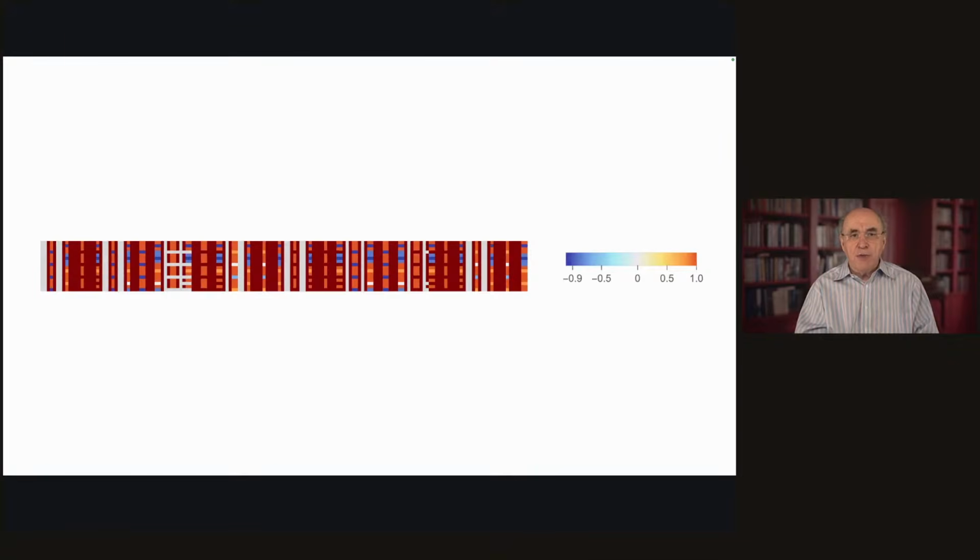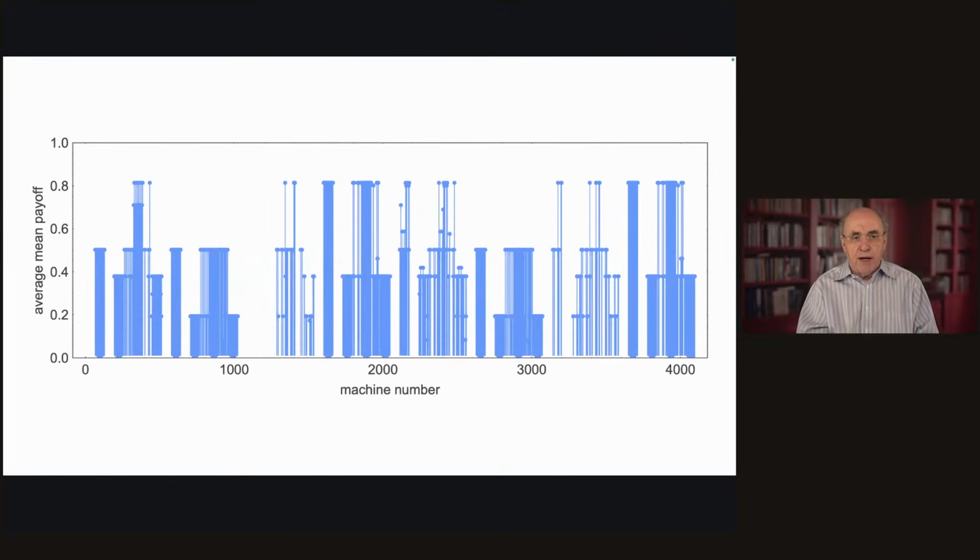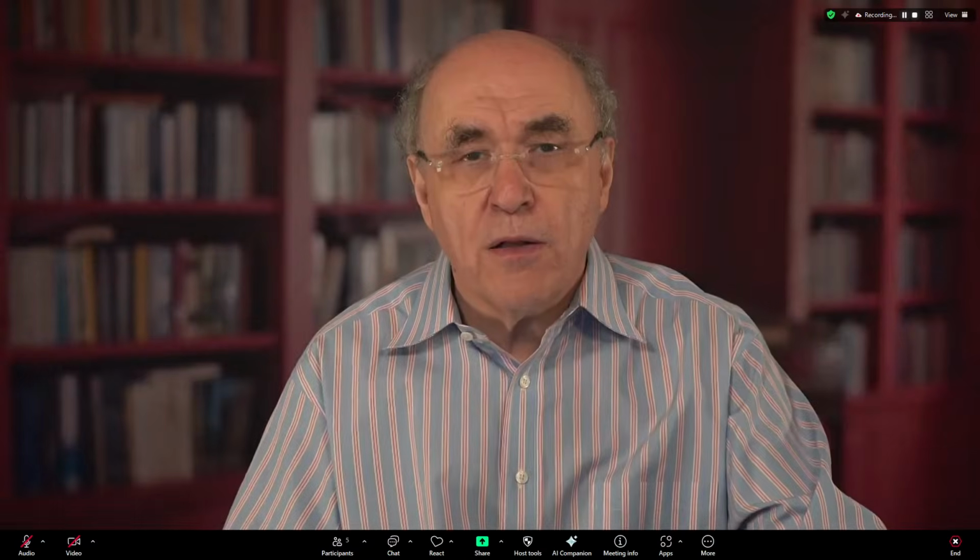The average mean payoffs for two-state machines are as follows, with a maximum of about 0.81 as the maximum payoff. All right, so we've now seen many examples of the Ruliology of competition.